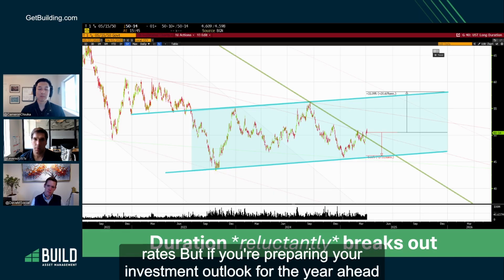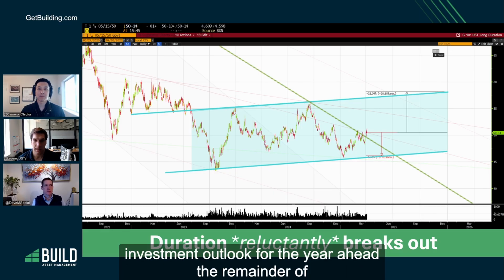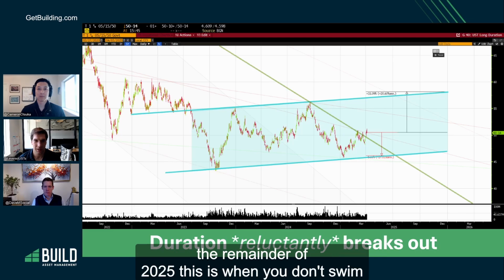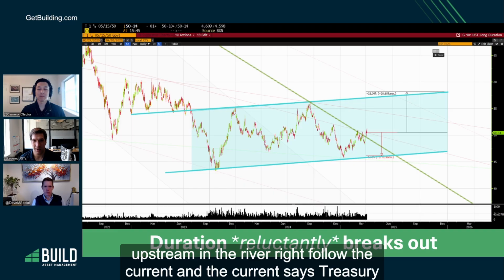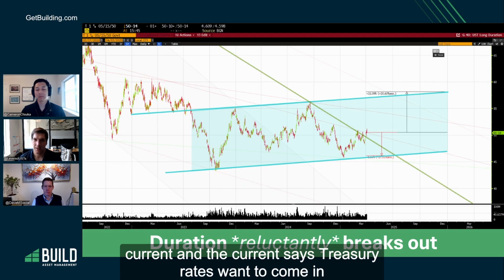rates. But if you're preparing your investment outlook for the year ahead, the remainder of 2025, this is when you don't swim upstream in the river, right? Follow the current, and the current says Treasury rates want to come in.